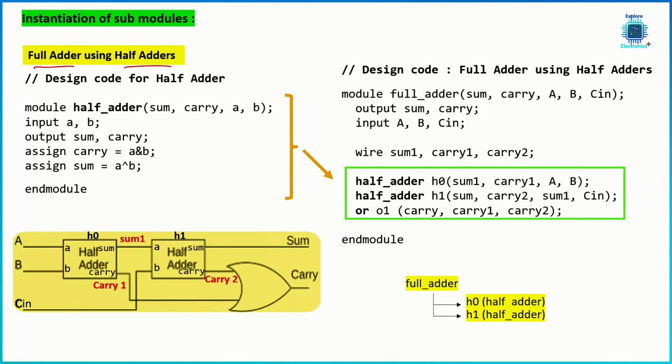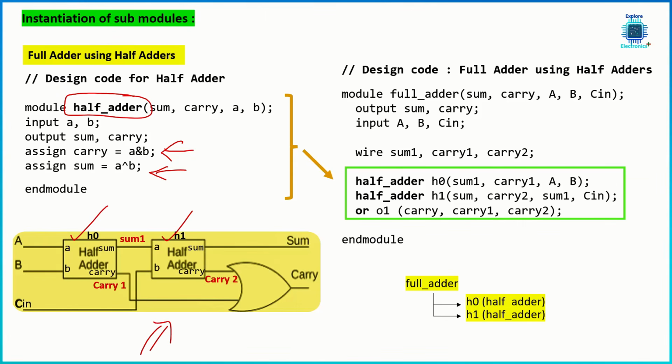In this case, first we need to have a code for the half adder. You can see module half adder, with sum, carry, A, B as the input and output ports. We can declare them as input and output here. Using simple assignment statements, here I have written the logic for the half adder. A AND B gives us the carry. Similarly, A XOR B gives us the sum. By using this half adder, now we can implement a full adder in this way.